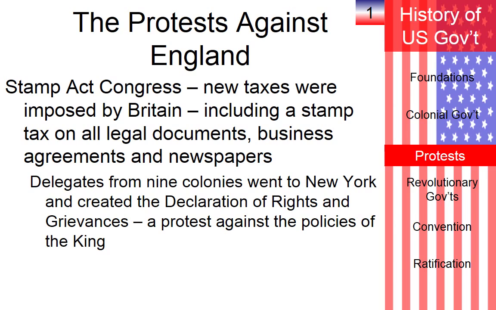Delegates from 9 colonies went to New York. They decided that maybe the king doesn't really realize what is going on. After all, it's the Privy Council and the governors who are making the decision. And they wrote up and adopted what they called the Declaration of Rights and Grievances, a letter to the king saying, do you know what's going on? Maybe you ought to fix it. And a lot of it was complaining about how things were being handled.